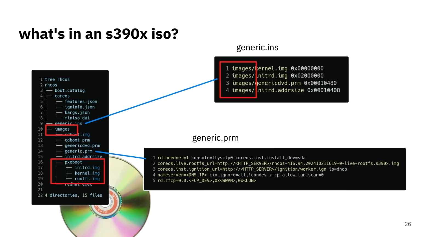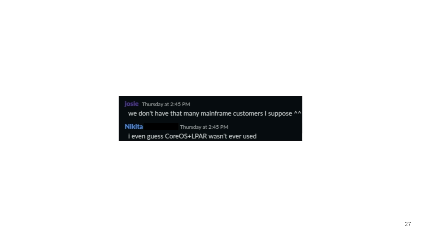Okay, I'll reveal it. Yeah, the path is actually incorrect. So it's referencing images and it's actually an images pxeboot. And it has been that way since 2020. And no one noticed because according to engineering, it only affects CoreOS on LPAR. And apparently I was the first one to ever try doing that. But they fixed it last week, the same day I reported it.